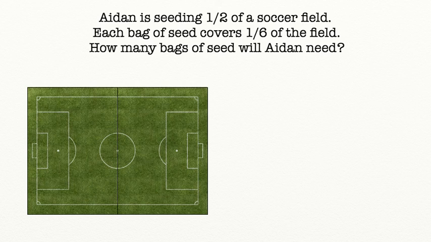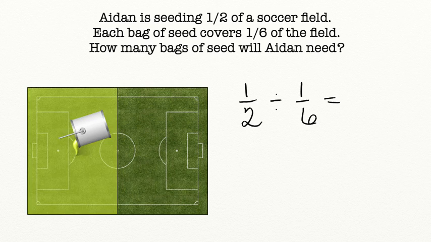Let's try another word problem together. Aiden is seeding half of a soccer field. Each bag of seed covers 1/6 of the field. How many bags of seed will Aiden need? Let's start by writing out our problem. We have 1/2 of a soccer field, and each bag of seed covers 1/6 of the field. So let's go ahead and shade in the 1/2 of the field that Aiden still needs to seed. So we're going to shade in 1/2 of the field.